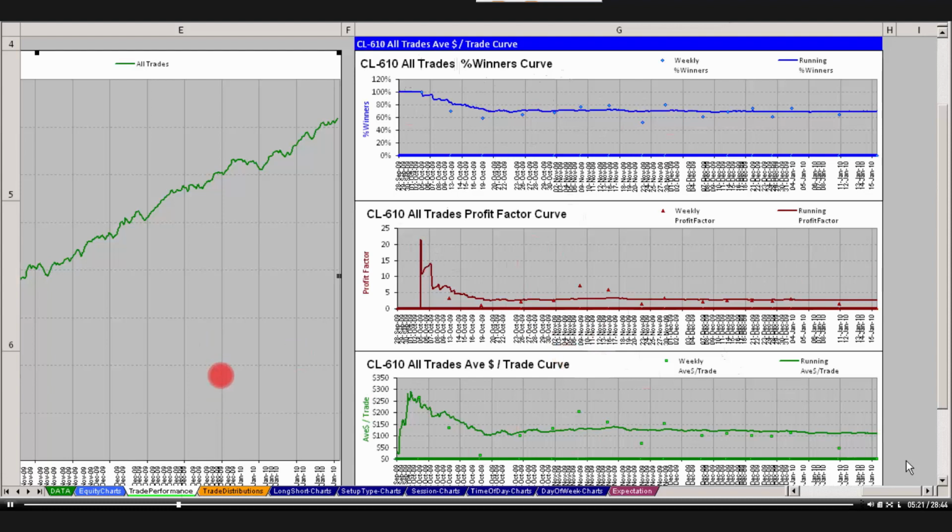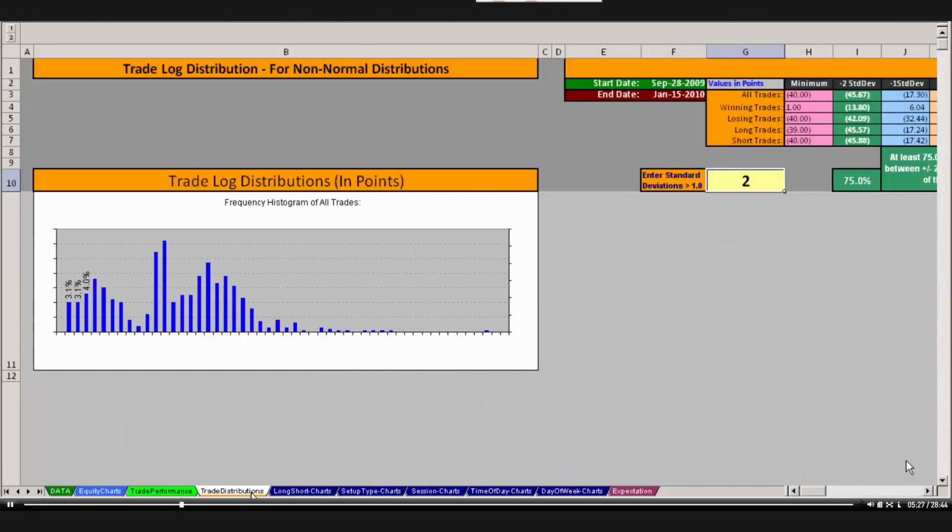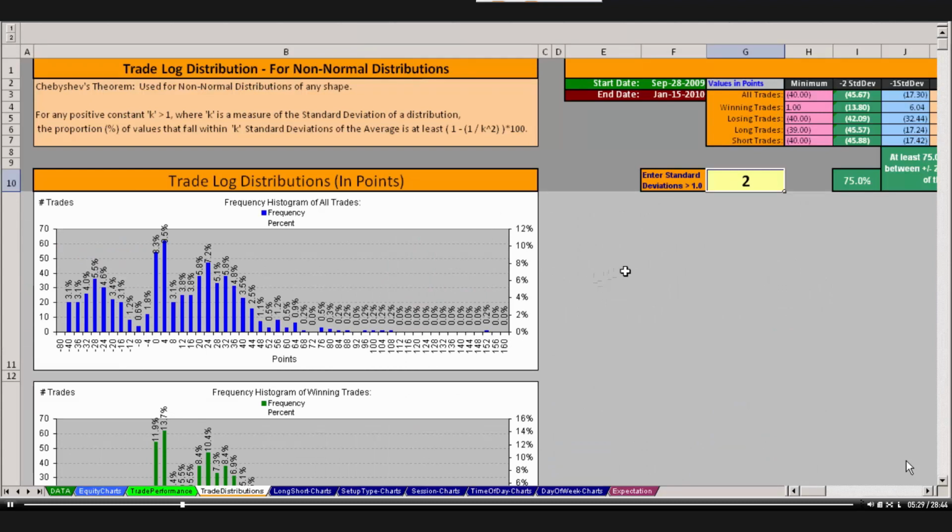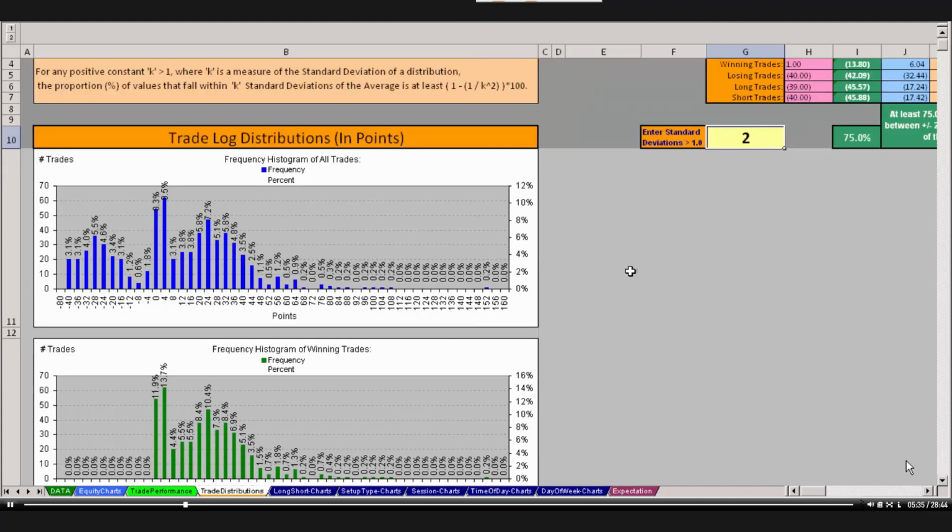Okay, now let's jump over to the trade distribution tab, the orange tab at the bottom there. Trade distributions. Now this is really fascinating. Most traders have never looked at their trade distribution. What this is going to show you is a quick glance at how your trades did, how many points your trade made. So this is what's called a frequency histogram.